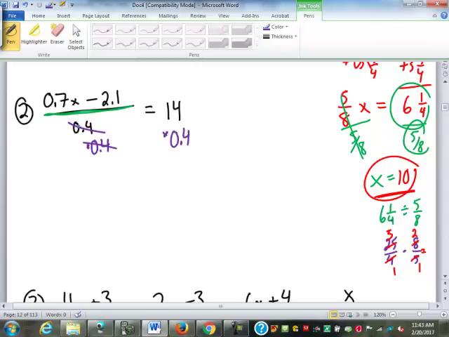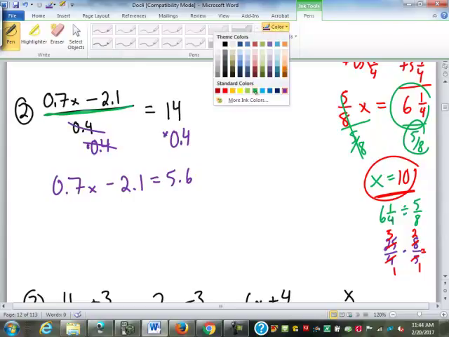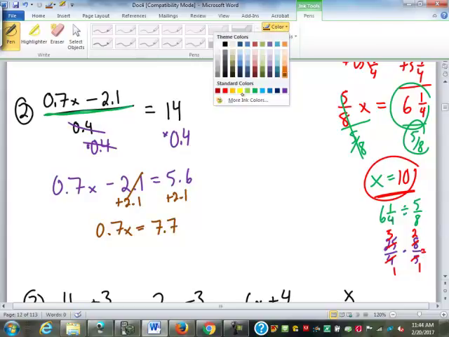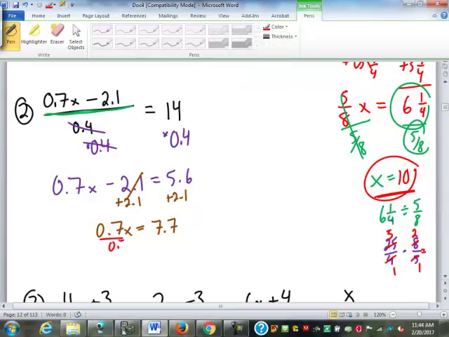So on the left side, all we've done is remove that dividing by 0.4. So we have 0.7x minus 2.1 equals 14 times 0.4 is going to be 5.6. Now we're going to add the 2.1. So 0.7x equals 7.7. And finally, we'll divide by the 0.7. So x equals 11. How many of you had x equals 11 for that one? Great.